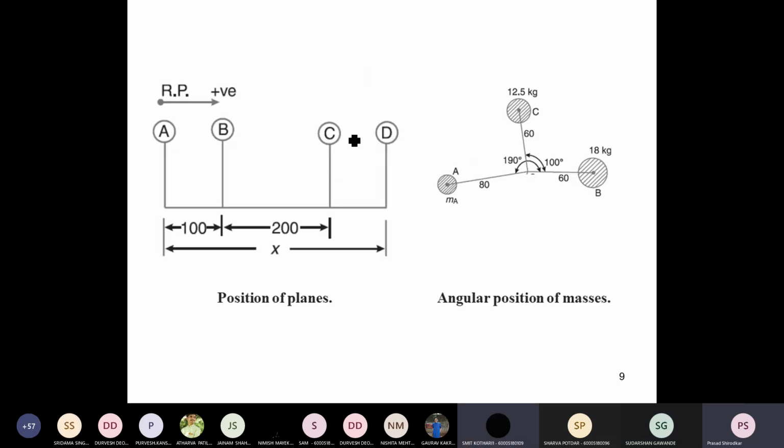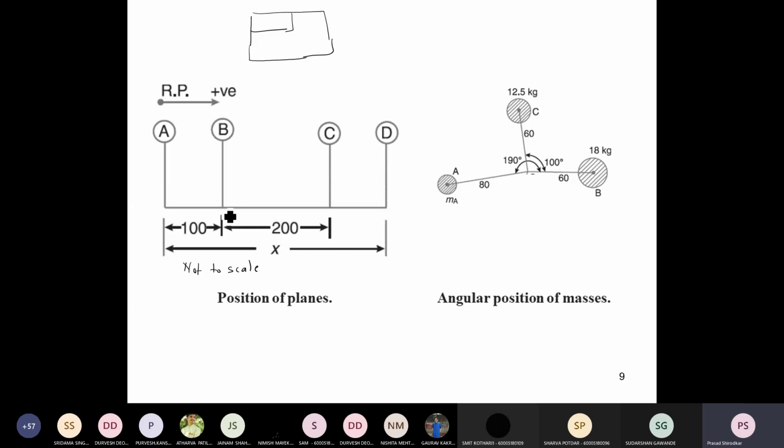So these are the positions of the planes and these are the angular positions. Yes, sir, do we have to draw this? Yes. Where do we exactly draw it on the page? If this is your drawing sheet, you can draw it somewhere on the side, over here. These distances are not to scale. That is not required.